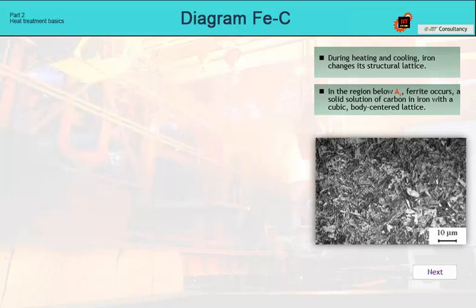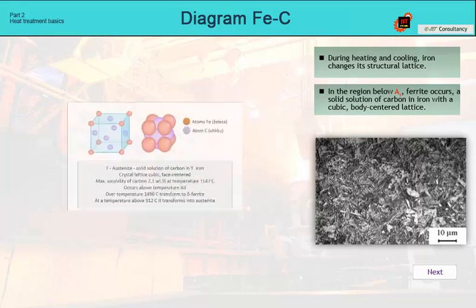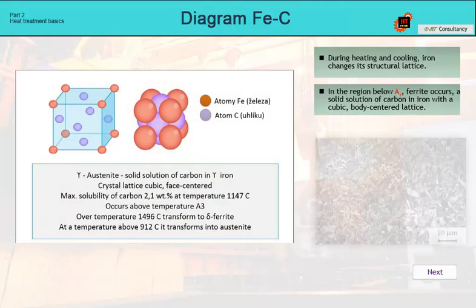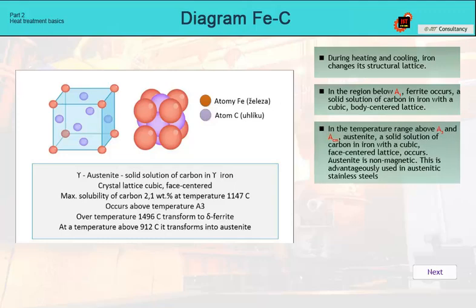The second basic phase is austenite. Austenite is only found in carbon steels at high temperatures. Because its lattice is cubic, face-centered, its ability to hold carbon is far greater than that of ferrite. The lattice has 8 iron atoms and 6 carbon atoms. The maximum solubility of carbon in austenite is 2.18% at a temperature of 1147 Celsius. That is almost 100 times more than ferrite.